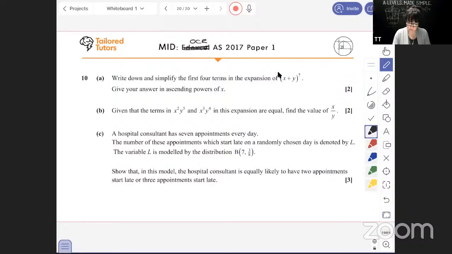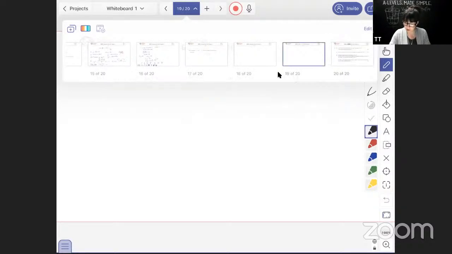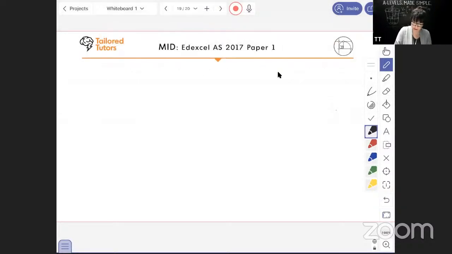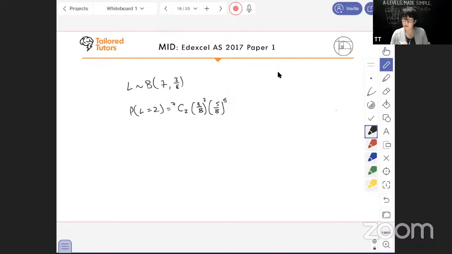No, it's just, I need a blank. 7, 3/8. The probability that L is 2 is equal to 7 choose 2, there's the binomial coefficient. Then we've got 3/8 to the 2, because there's going to be 2 days on which he has late appointments. And then 5/8 to the 5, because if there's 2 days where they're late, then there's 5 days where they wouldn't. Yeah, exactly. Binomial PD with X is 2.